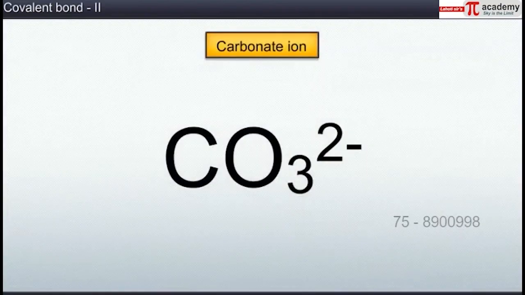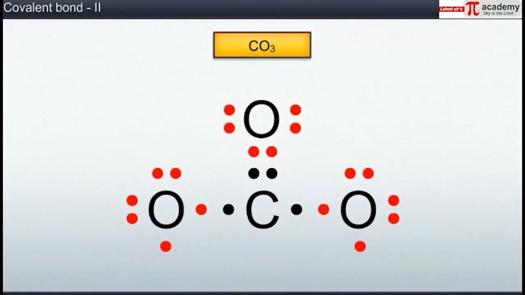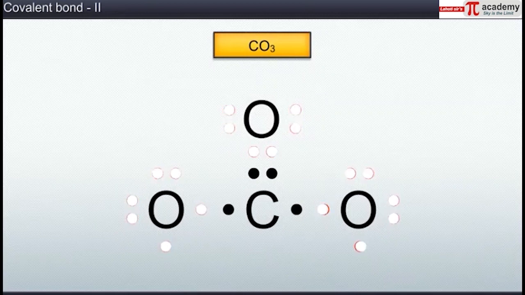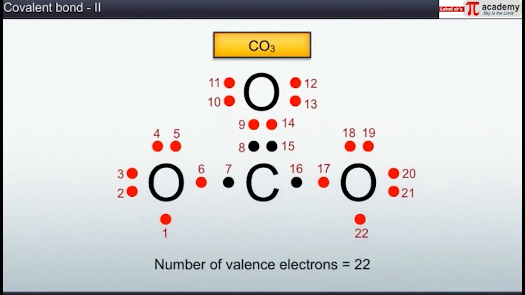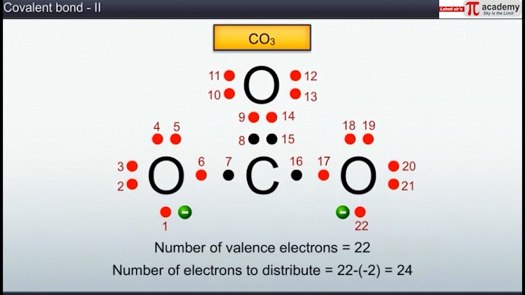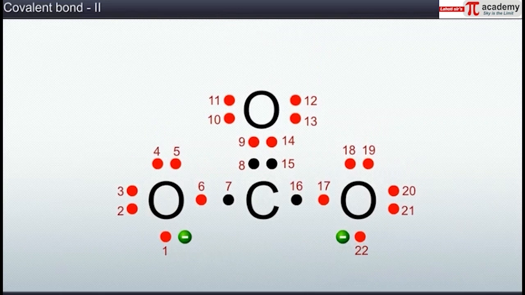For example, a carbonate ion has 2 negatively charged units. The number of valence electrons in a carbonate ion is the sum of valence electrons of 3 oxygen atoms and the valence electrons of the carbon atom. That is 22. Therefore, the number of electrons to be distributed in a carbonate ion will be 22 minus negative 2, that is 24. In the Lewis structure, the least electronegative atom occupies the central position, which is carbon here.